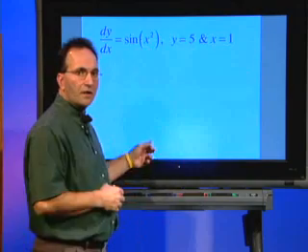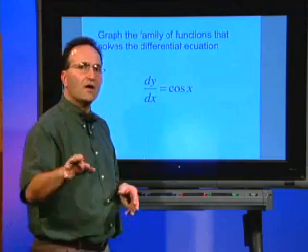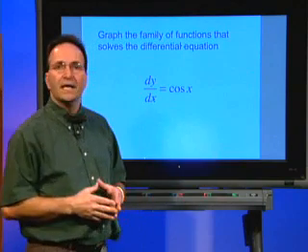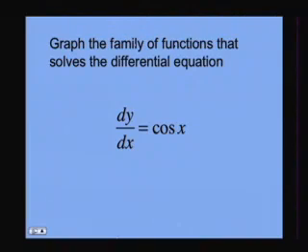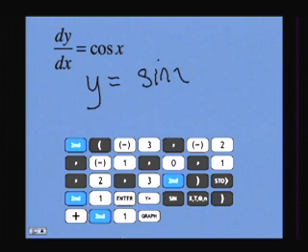So let's take a look, and let's say we want to graph the family of functions that solve the differential equation given by dy dx equals cosine of x. So let me look at this. Here's dy dx equals cosine x. Now we know that we can anti-differentiate that, and we will get the answer y equals the sine of x plus that constant.